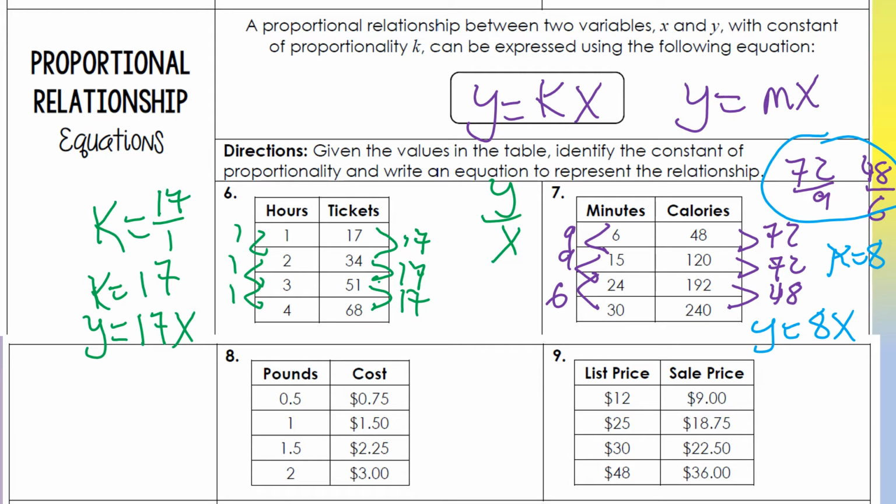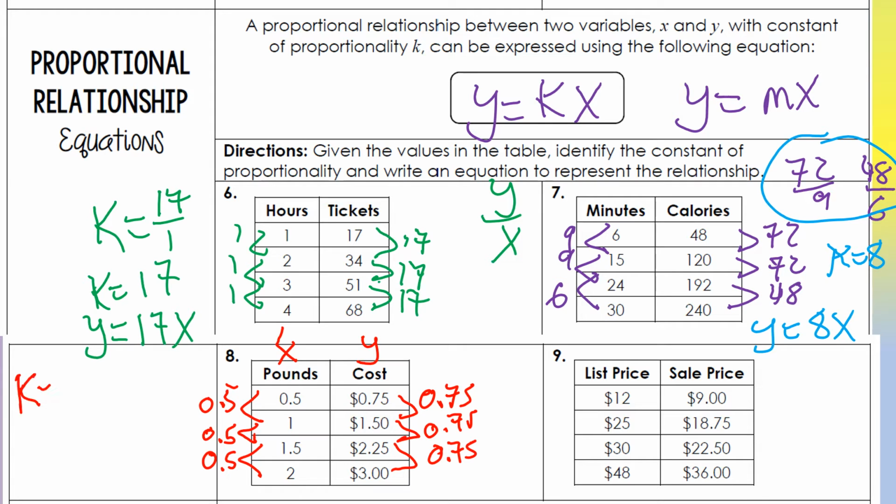Same thing in the next one. Find your difference of y. Remember, y is always the column on the right, x is on the left. All of these differences are 75 cents. And my x differences will be half a pound. You can say 0.5 or 0.50. Write that out. That is your constant of proportionality.